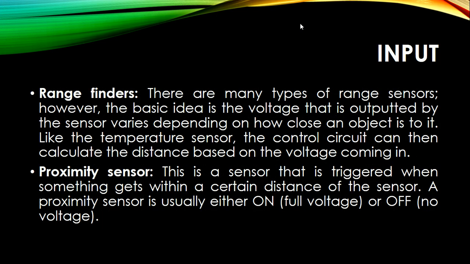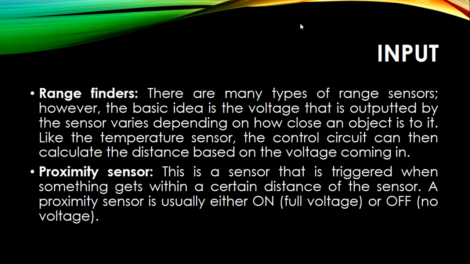And then next we have the range finders. There are many types of range sensors. However, the basic idea is the voltage that is outputted by the sensor varies depending on how close an object is to it. Like the temperature sensor, the control circuit can then calculate the distance based on the voltage coming in. Range finders are actually used in collision detection. For example, there are new cars available in the market that have this safety feature that if there's another car, they can sense it, so that collision detection works.